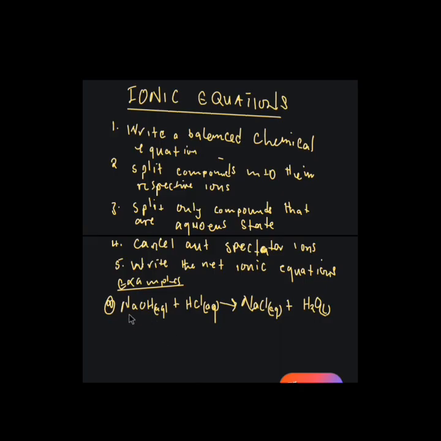Okay, so sodium here we have 1, this side we have 1. Oxygen we have how many here? 1. How about there? We have 1. Hydrogen we have 1, 2. So we have 2 hydrogens. What about there? We have 2 hydrogens. Chlorine we have 1, 1. So our equation is balanced. So step number 1 is done.